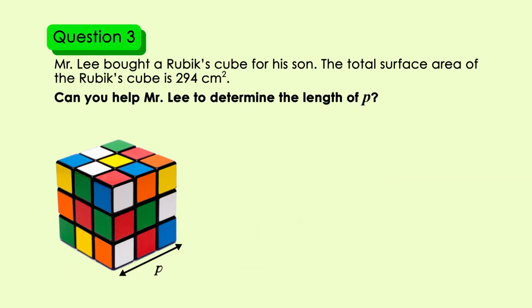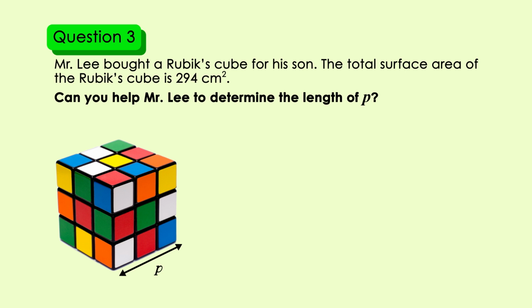The third question. Mr. Lee bought a Rubik's Cube for his son. The total surface area of the Rubik's Cube is 294 square centimeters. Can you help Mr. Lee to determine the length of P?